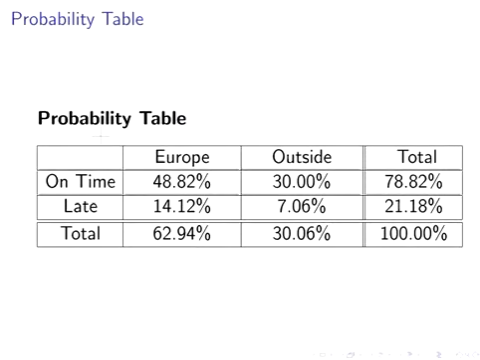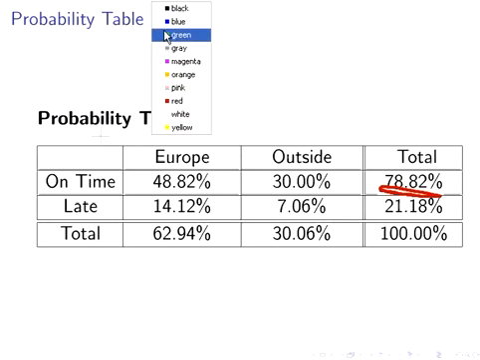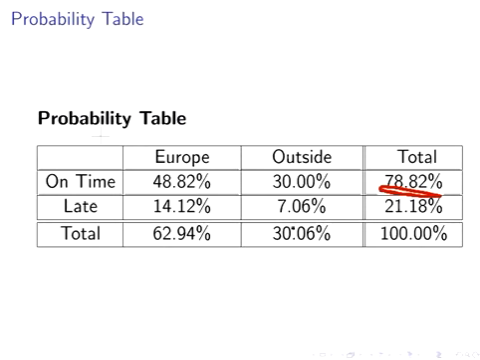The first question is again, what is the probability that the flight leaves on time? The answer to that is 78.82%. It's that value there. The answer to the second question, that it departs late, it's a delayed flight, and that it is going outside of Europe, is 7.06%.